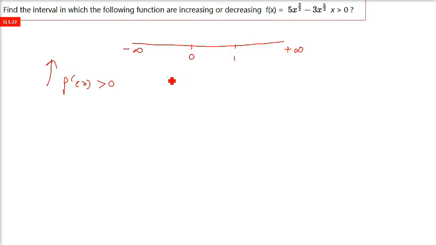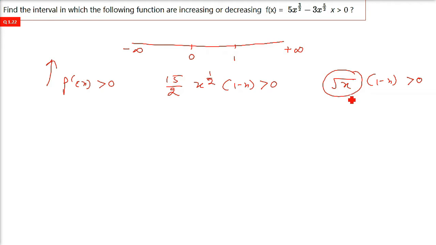In increasing, f dash x should be greater than 0. So it should be 15 by 2 x raised to the half into 1 minus x greater than 0. Now what does it mean? See, x raised to the half is nothing but under root x, and under root x is always positive. You cannot have a negative value. So it will always be greater than 0. For 1 minus x greater than 0, x is less than 1. Under root x into 1 minus x greater than 0 simply means both of them should be greater than 0, or both of them should be less than 0. But under root x will always be greater than 0. So only 1 minus x greater than 0 is the main key. So it has to be x less than 1. From here we got x less than 1.